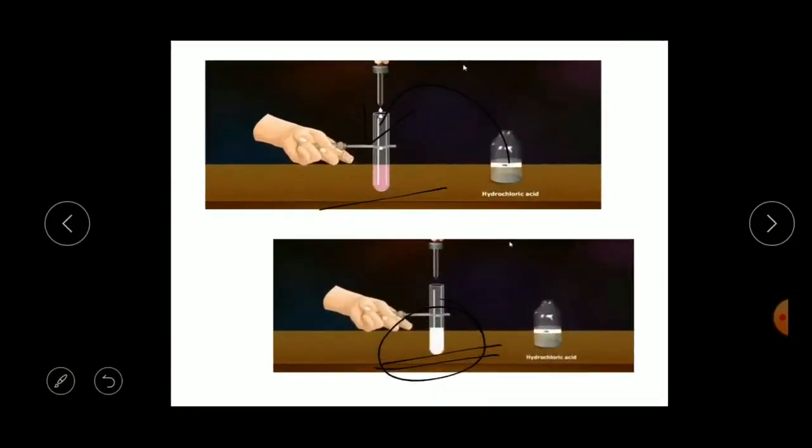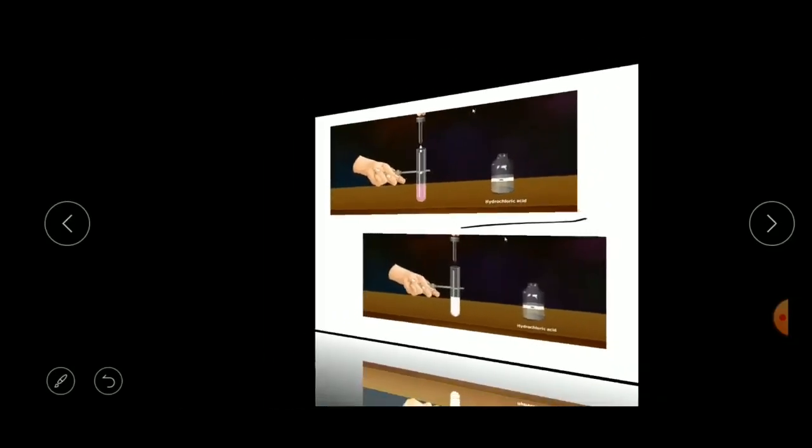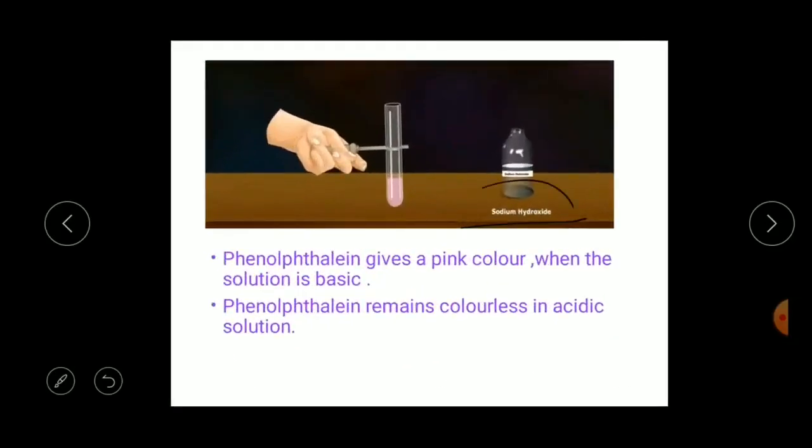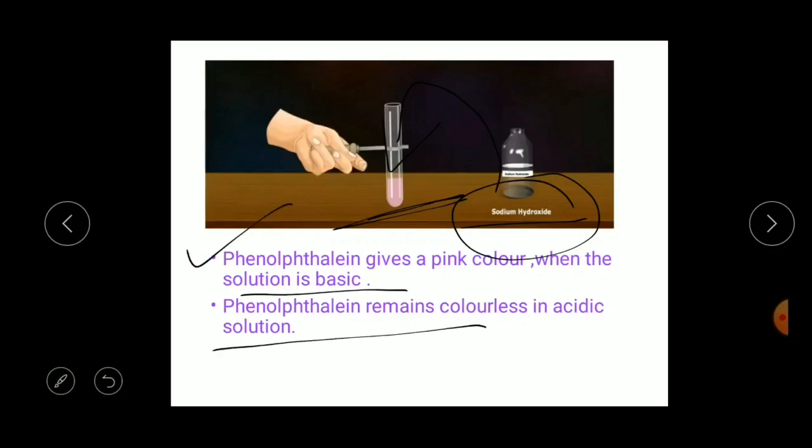When we added hydrochloric acid, the solution changed to colorless, right? So again when we add sodium hydroxide solution to the same solution, it becomes pink again. Can you see this? Yes, it means the solution became basic again. So phenolphthalein gives a pink color when the solution is basic. Phenolphthalein remains colorless in acidic solution. Understood, children? Okay.